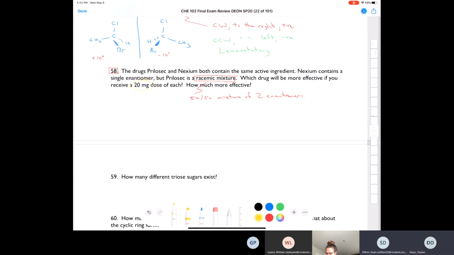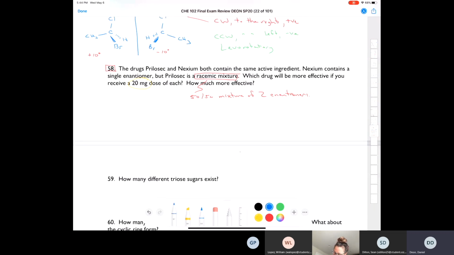That's right. It's not that it's nothing. It just doesn't have the desired therapeutic effect, right, Sean? Yeah, absolutely. It might have a side effect, or it might have no effect at all. It might just get metabolized and excreted in the urine or the feces, or come out in your breath or your sweat. So you might just metabolize it. But you are correct. The one that's going to be more effective will be the single enantiomer.